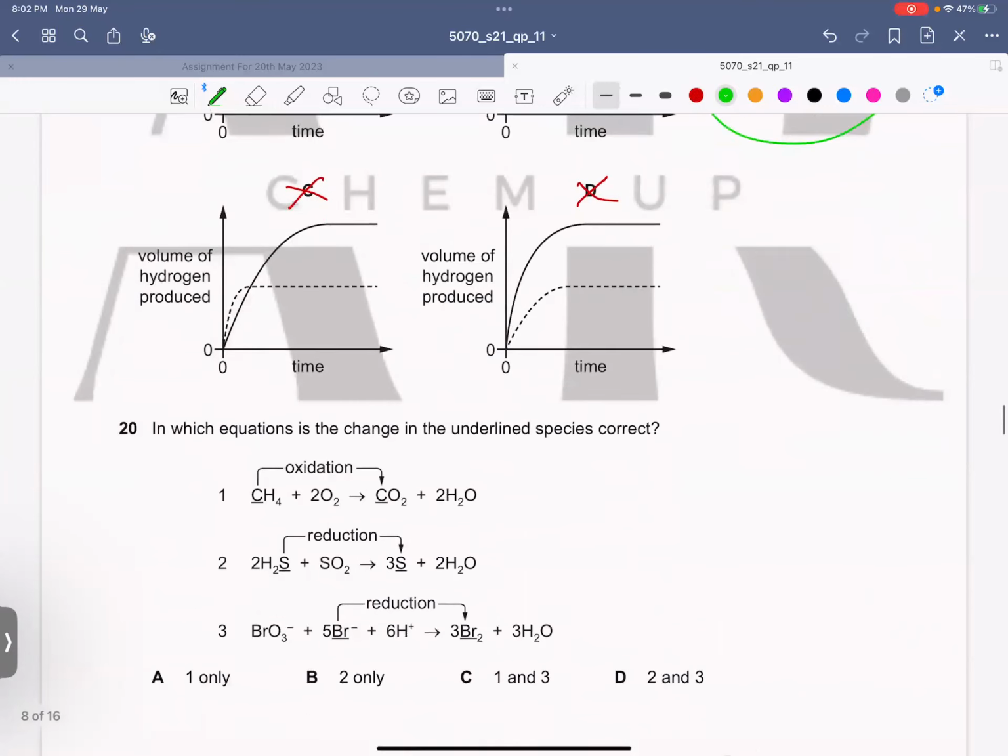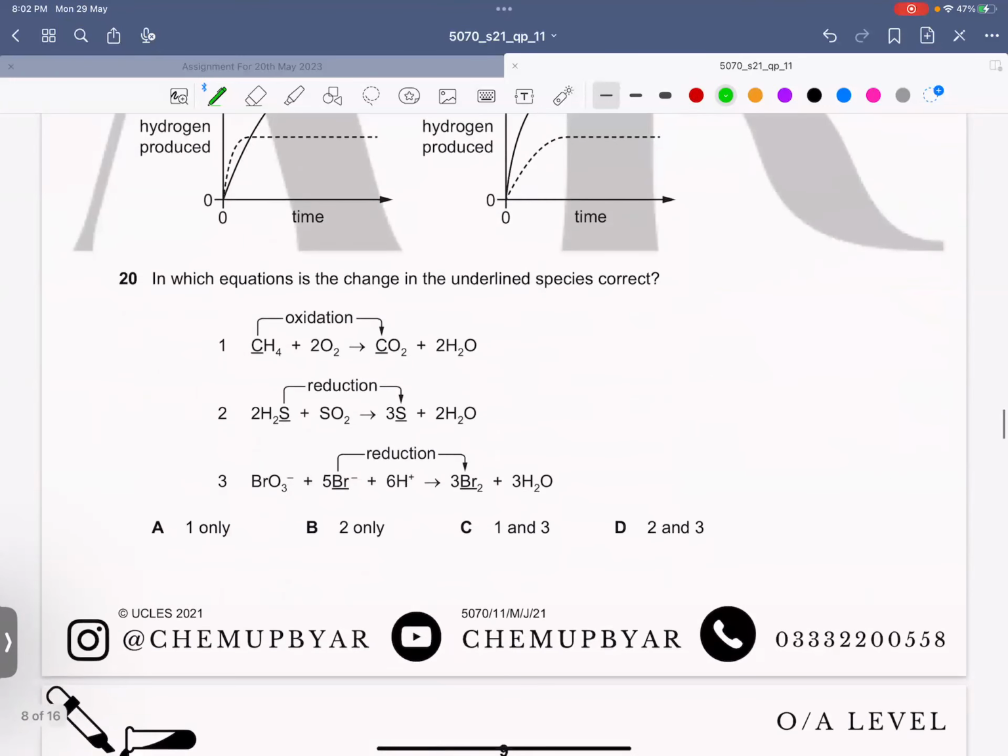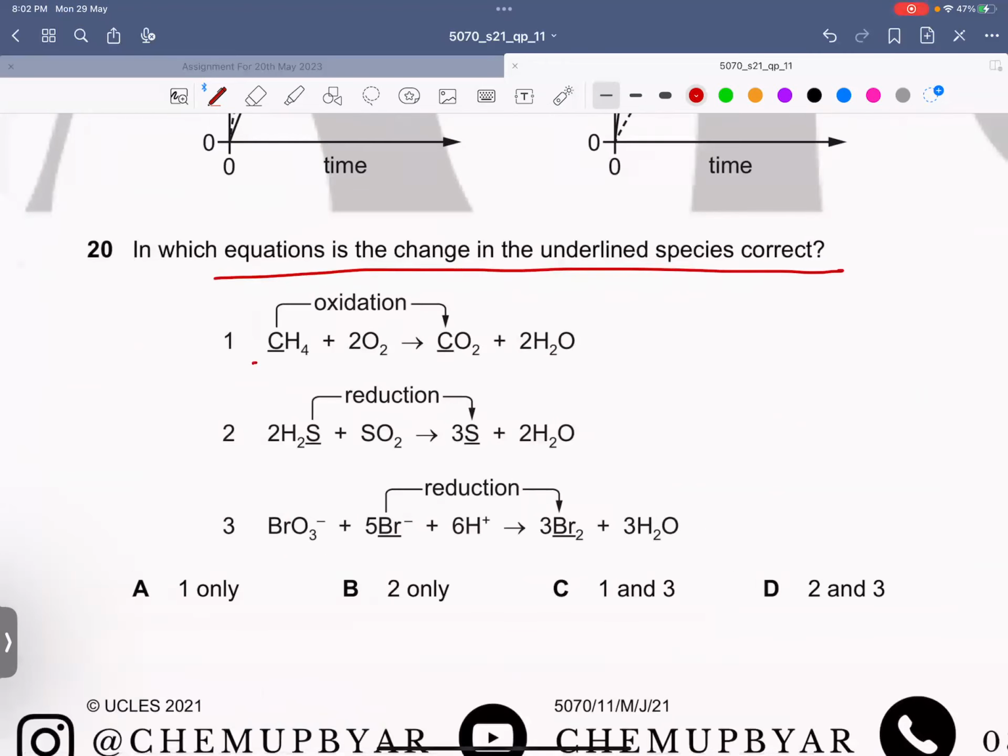Now, question number 20. In which equation is the change in underlying species correct? If you look here, carbon is -4 and here carbon is +4. So yes, it's an oxidation. Statement 1 is correct. If you look over here, sulfur is -2 and sulfur is 0. So it's oxidation again, right? Loss of electrons is taking place. So it's not reduction. Statement 2 goes wrong.